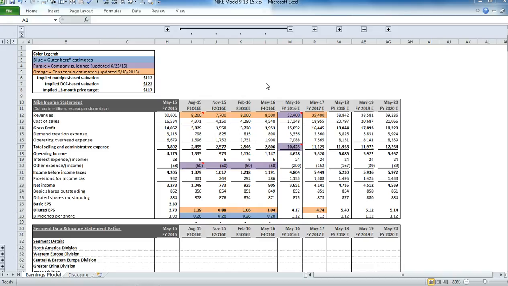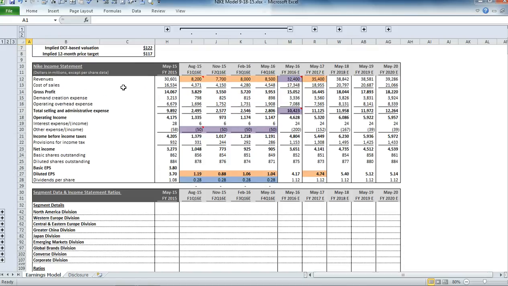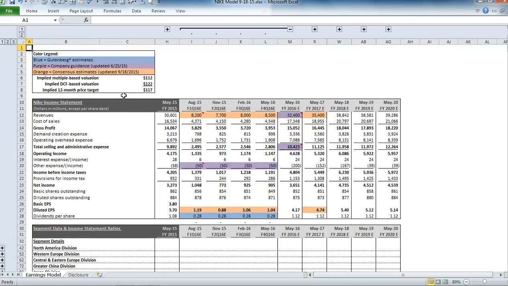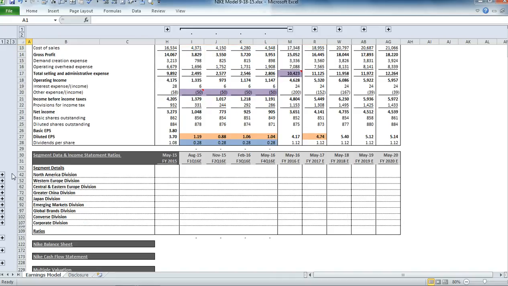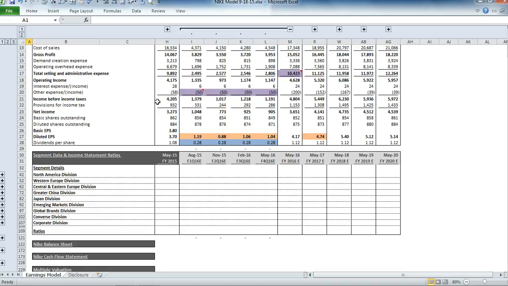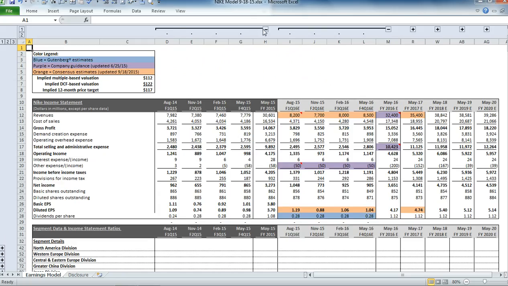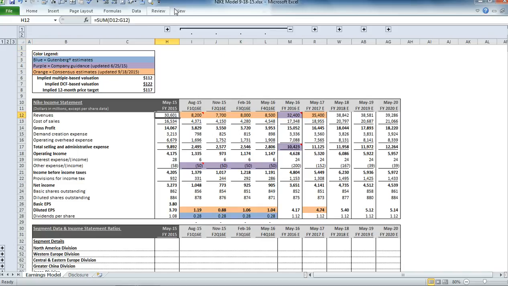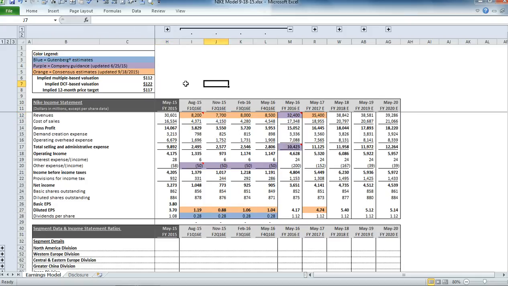When you first open the model, you'll see that we've collapsed some of the sections to make it a little bit easier to see, and we just maintained the most important sections, like the income statement and the valuation summary, to just highlight those. But you can expand any of these by just checking the boxes on the left or the top section. So for now, we're going to freeze the frames here, and we can go through.